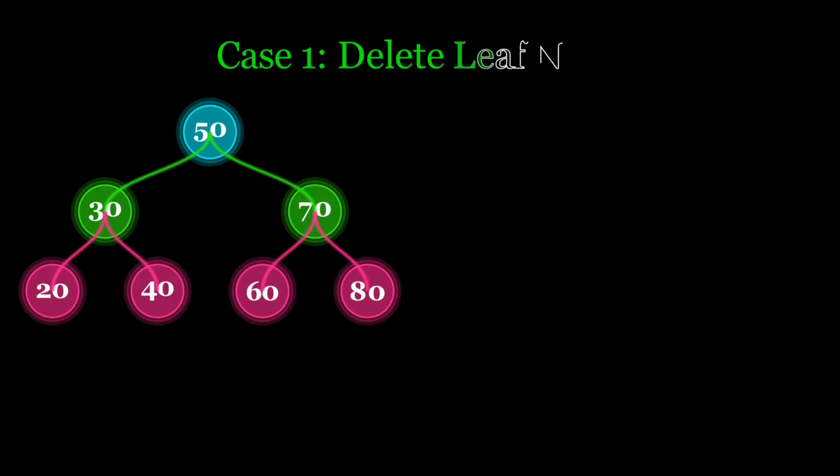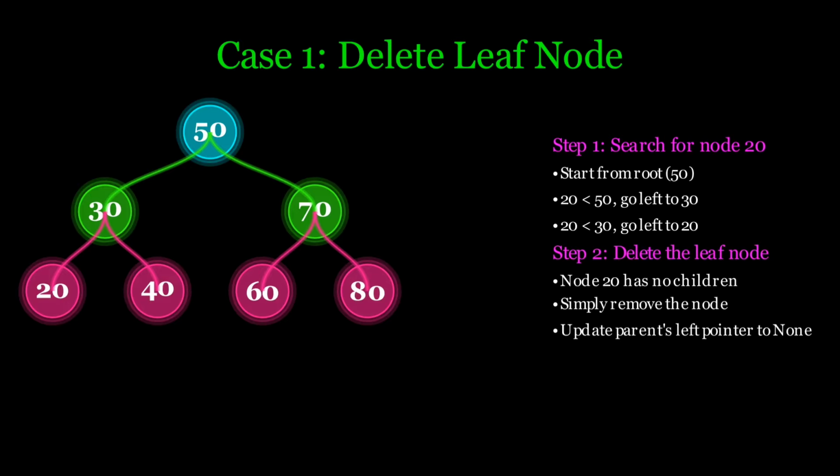First, we will delete the leaf node, node 20. We start at the root 50. Since 20 is less than 50, we move to the left child 30. Then, since 20 is less than 30, we move to the left child again and reach the node 20. Since 20 has no children, we simply remove it from the tree. The parent's left pointer is updated to None.